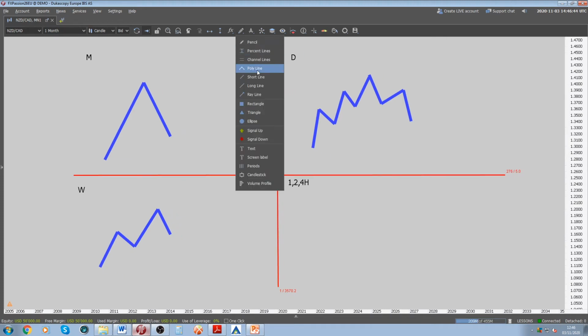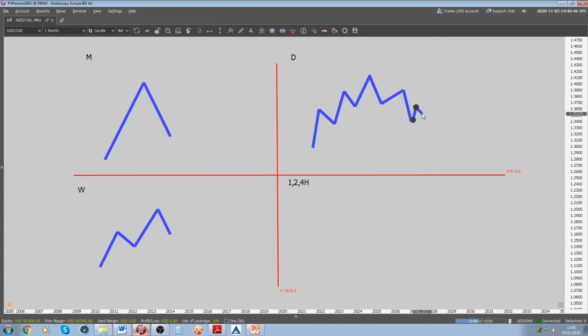And one more time, right? Let's say something like this, okay? And let's say that the 1 hour, 2 hour chart are something like this. Okay? How are you going to trade this one on the 1 hour, 2 hour, 4 hour chart? Are you going to go long? Are you going to go short?